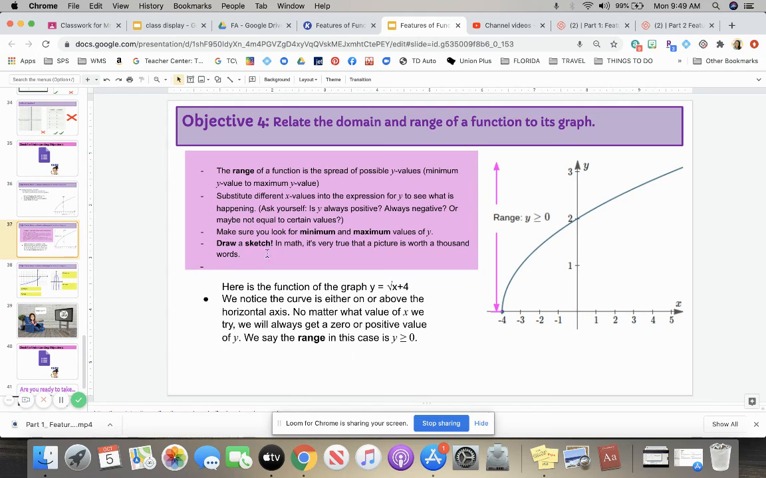Okay. Draw a sketch. In math, it's very true that a picture is worth 1,000 words. So here is the function of the graph, again, that we were talking about in the previous slide. Notice the curve is either on or above the horizontal axis. Okay, so it's above it. No matter what the value of x we try, we will always get a 0 or a positive value of y. So we say that the range in this case is y is greater than or equal to 0. So it's either equal to 0 or it's greater than 0 because it's going up.